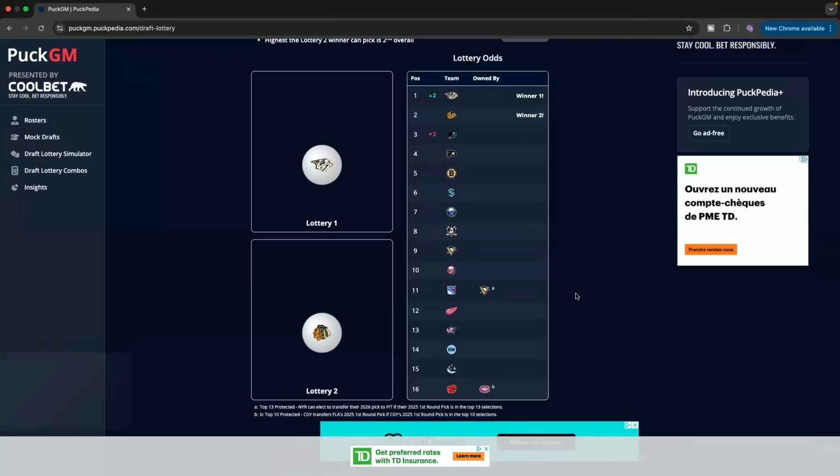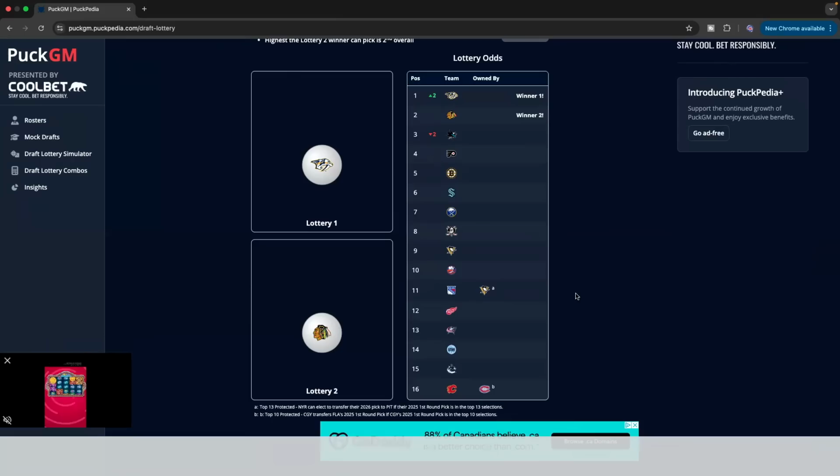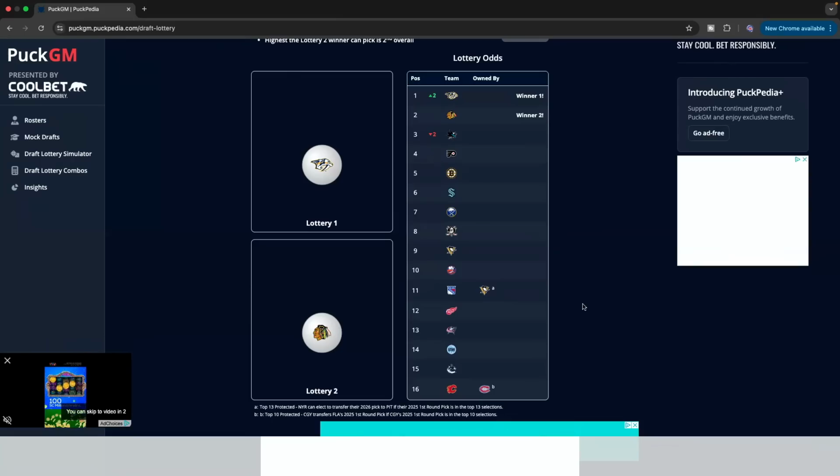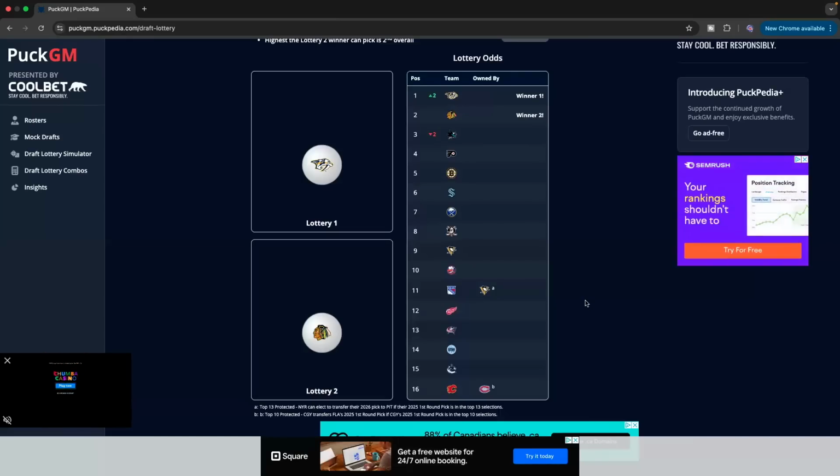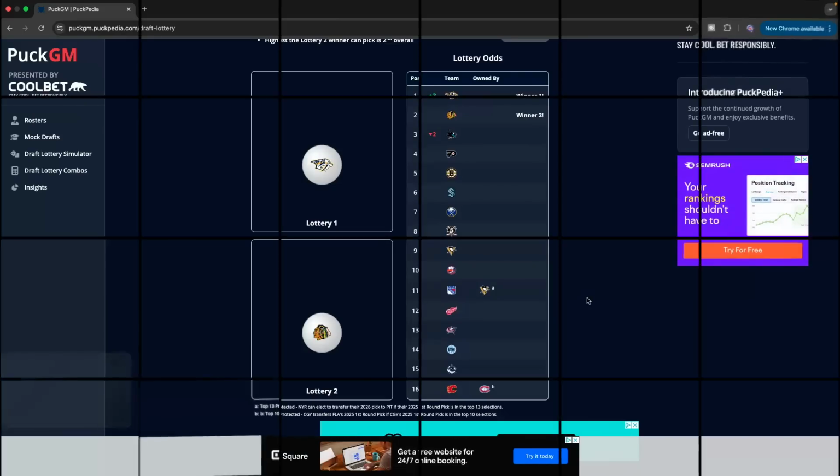But I suspect that probably wouldn't be the case. So now the draft lottery simulation is complete. Let's now go to the next segment here where we're going to conduct a mock draft to see which teams are going to select which prospect at these numbers.